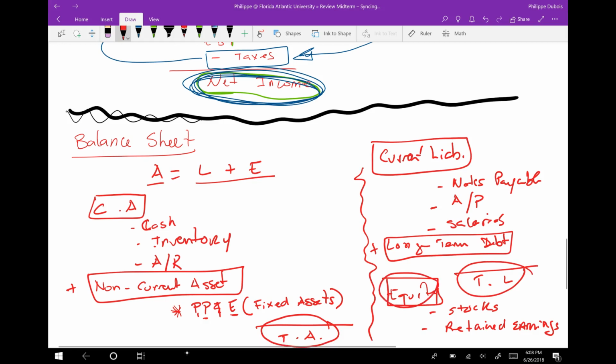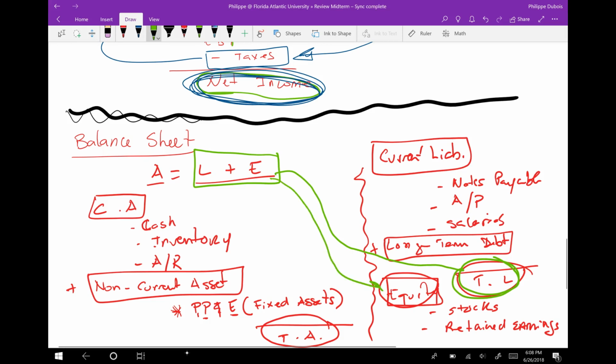All right, let me change colors to make sure you guys understand. This is the left side. Liability, liability plus equity. This is your total asset. All right, these are the two statements that are very important.